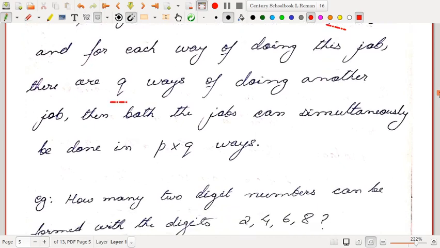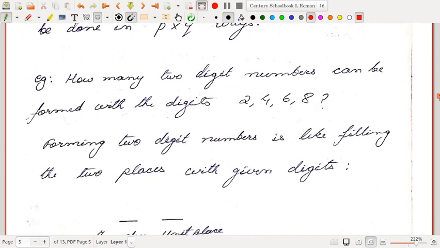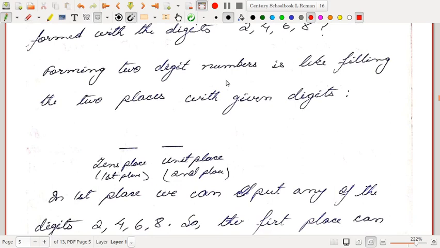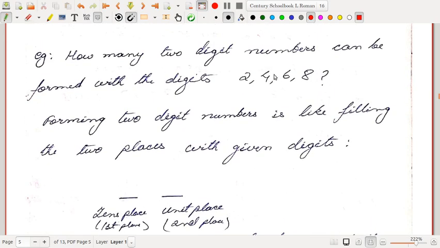Say one example is this: how many 2-digit numbers can be formed with the digits 2, 4, 6 and 8? So forming 2-digit numbers is like filling these 2 places, the tens place and the unit place. So let us call the tens place the first place and the unit place the second place. So we need to place objects in these places. In the first place we can place the objects in how many ways? There are how many options available with us? The digits 2, 4, 6 and 8, we have to use these digits only. So how many options are available with us? Only 4 options are available with us.